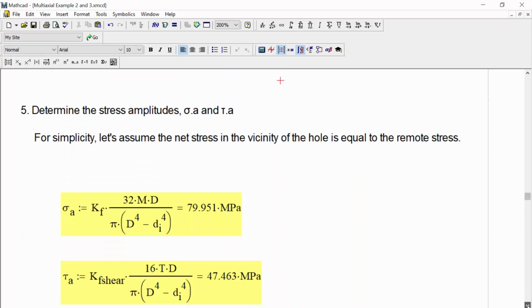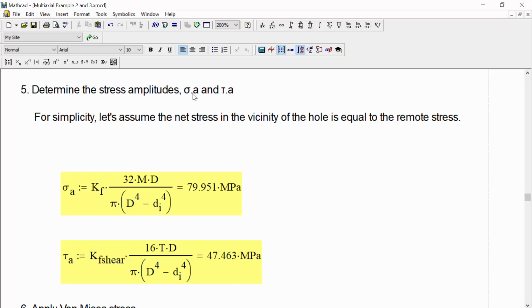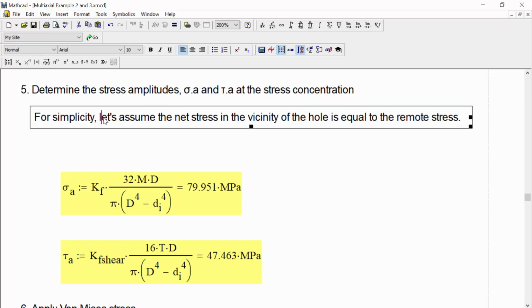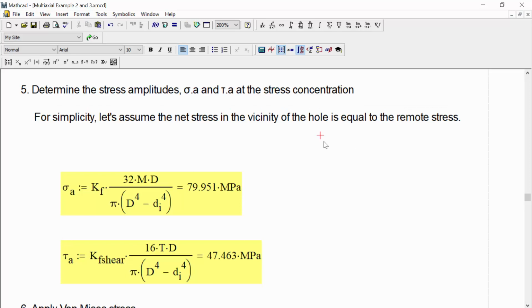Now, let's determine the stress amplitudes, both the normal stress amplitude and shear stress amplitude at the stress concentration. For simplicity, let's assume that the net stress in the vicinity of the hole is going to be equal to the remote stress that we would calculate. We're doing this because otherwise we would have to subtract the area that represents the hole in order to get that net stress calculation.